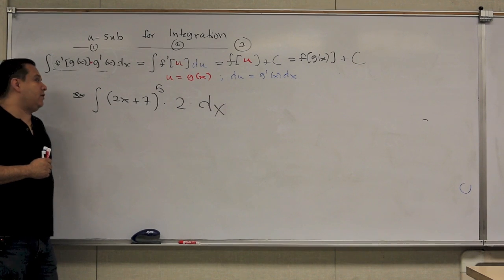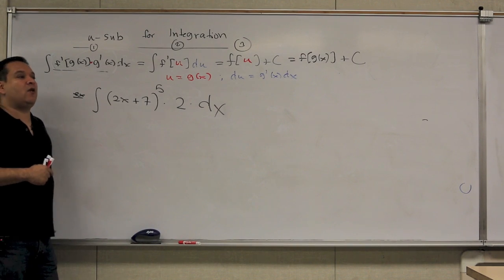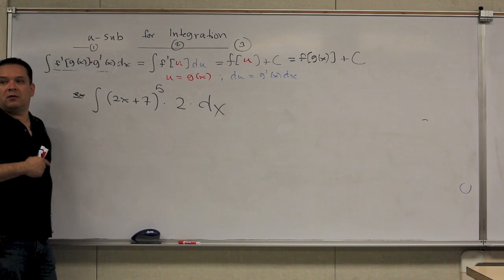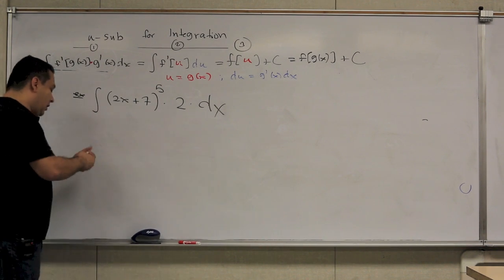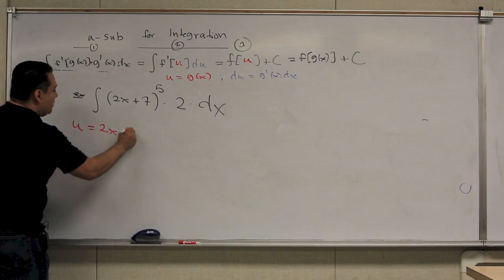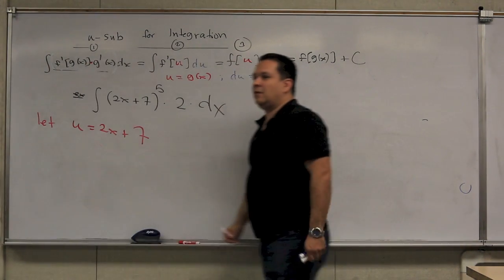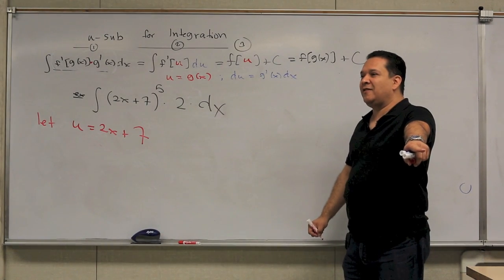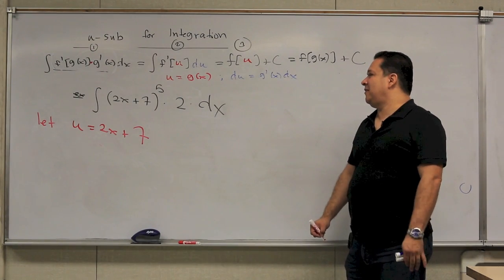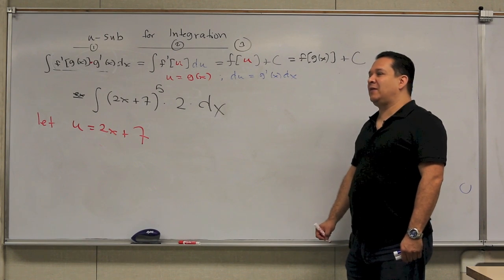Okay, we're going to use again U substitution. But remember, for U substitution, like chain rule, we need to know what the inside function is. So what's the inside function in this problem? Good. So we're going to let u be 2x plus 7. We say let u be this. Okay. Let u be 2x plus 7.